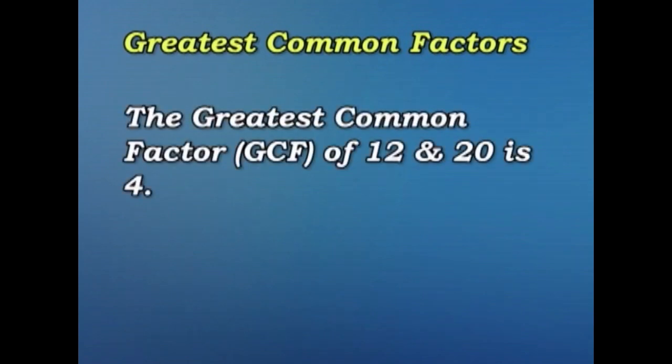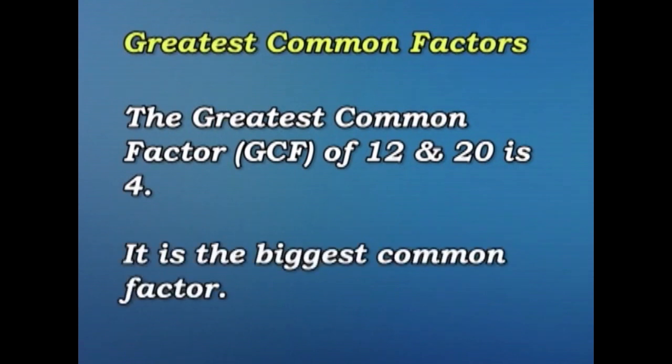Now let's talk about greatest common factors. The greatest common factor of 12 and 20 is 4, simply because it's the biggest common factor. That's not hard to understand, is it?